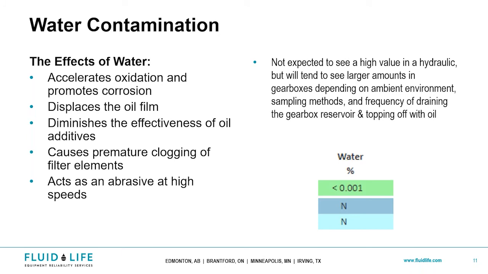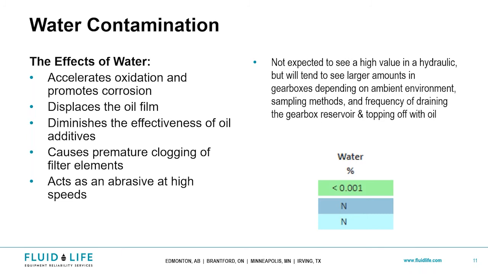Just some things to note, gearboxes are going to show a little bit more water in results usually, depending on ambient environment, different sampling methods that are used, and your frequency of draining the reservoir and topping off. Some of those things can affect the ingression of water. I've talked to wind turbine sites, and some of them have had hurricanes occur nearby, or the turbines live in a humid environment, and that's going to lead to a higher spike in water ingression. Your hydraulics have a higher standard of cleanliness, so they should show less water.